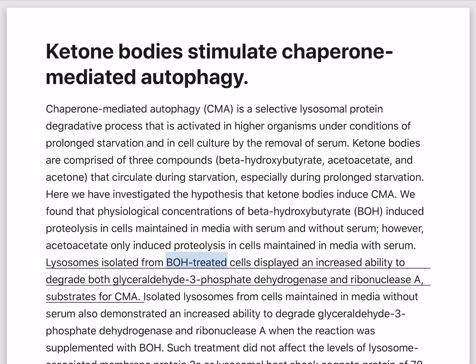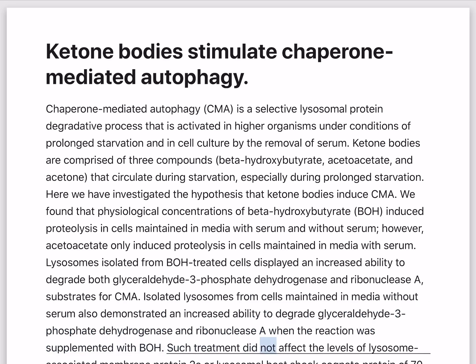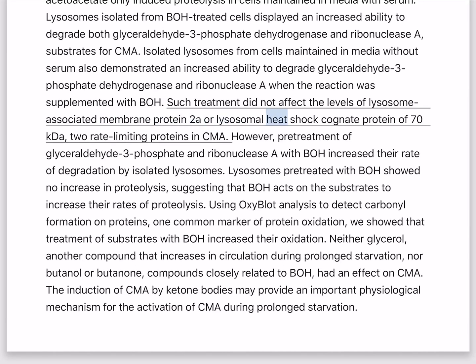Lysosomes isolated from BOH-treated cells displayed an increased ability to degrade both glyceraldehyde 3-phosphate dehydrogenase and ribonuclease A, substrates for CMA. Isolated lysosomes from cells maintained in media without serum also demonstrated an increased ability to degrade glyceraldehyde 3-phosphate dehydrogenase and ribonuclease A when the reaction was supplemented with BOH. Such treatment did not affect the levels of lysosome-associated membrane protein 2 or lysosomal heat shock cognate protein of 70 kDa, two rate-limiting proteins in CMA.